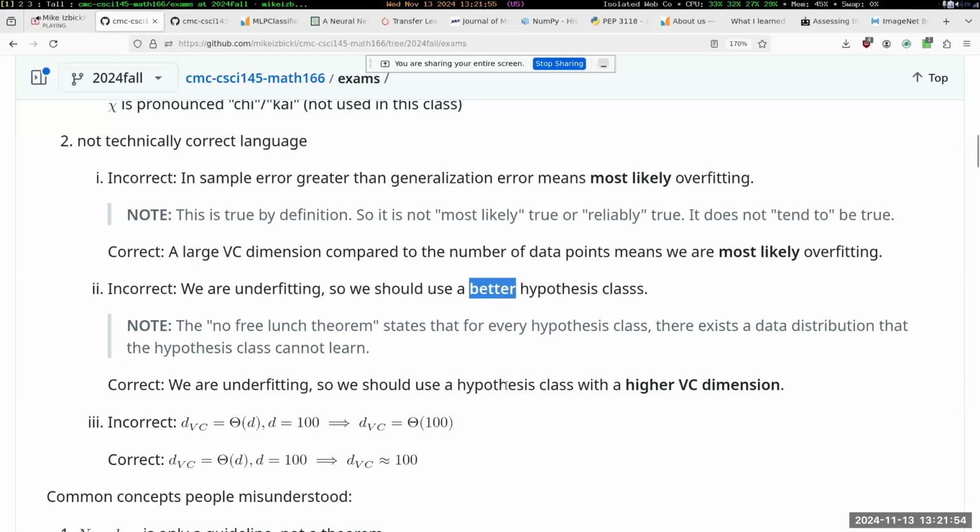So you can say that we need a hypothesis class with a higher VC dimension. You could say that we need a hypothesis class with a lower VC dimension. Either of those two things can be better in certain situations.